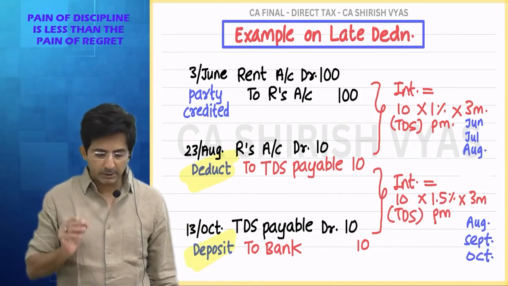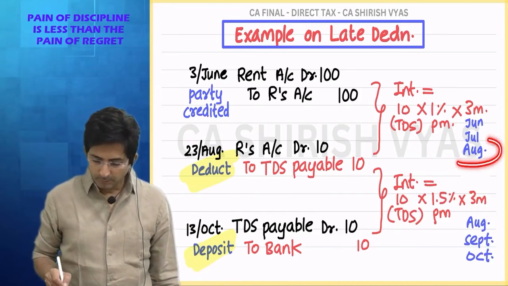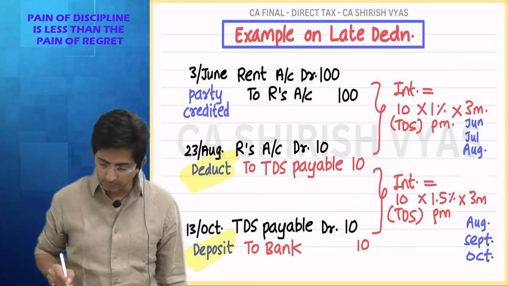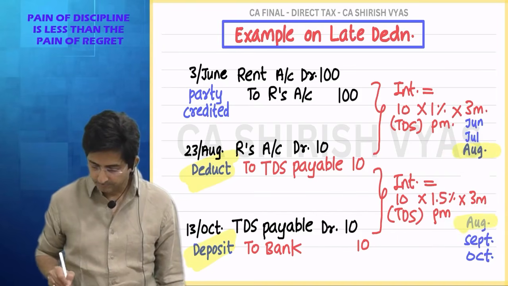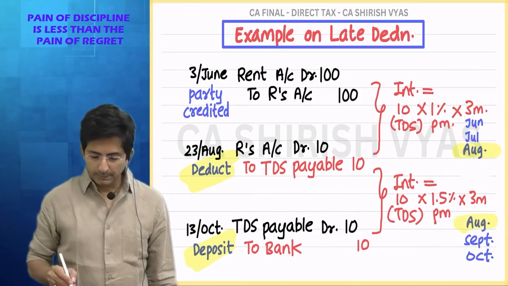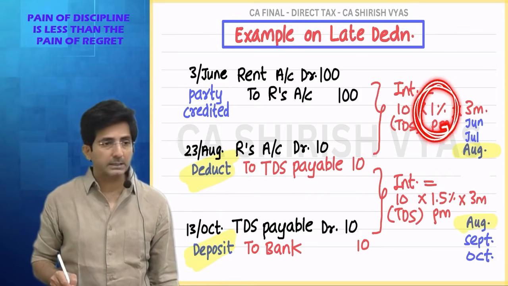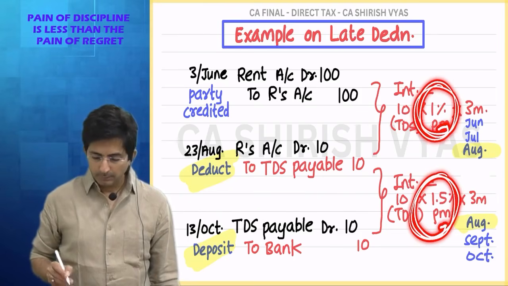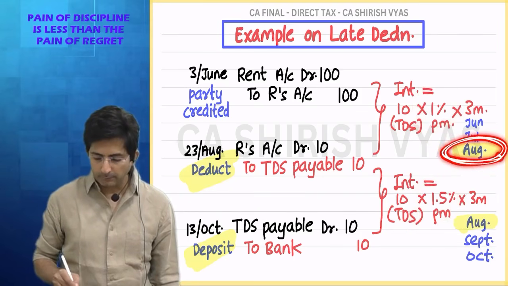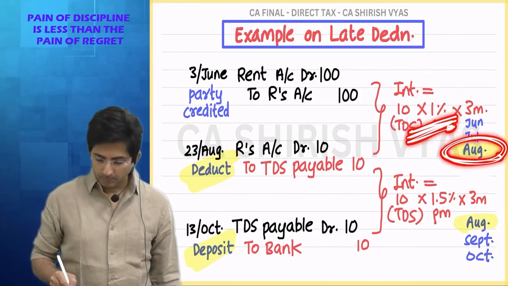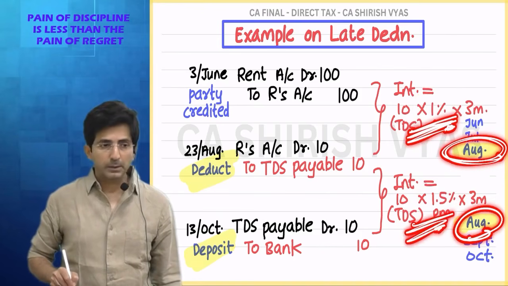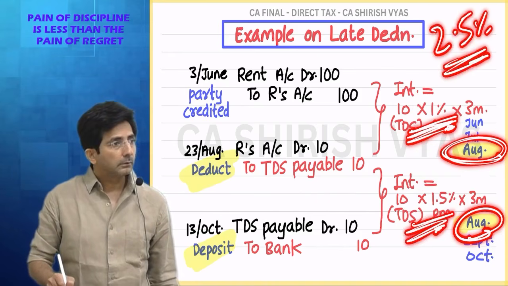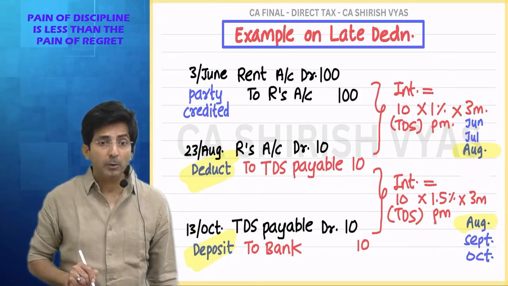Are you noticing one glitch here? August month is calculated twice. Feel the month of August. Means in my 1% calculation also August has come, and in the 1.5% calculation August has come. So that means eventually what has happened? August has suffered 1% also, August has suffered 1.5% also. So August has suffered 2.5% interest, which is unfair. How can it be possible?